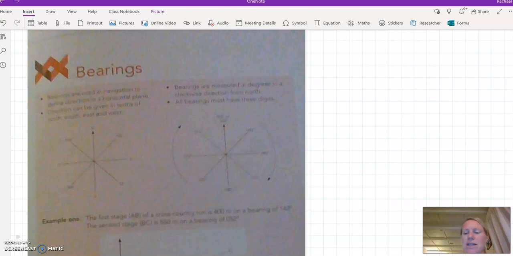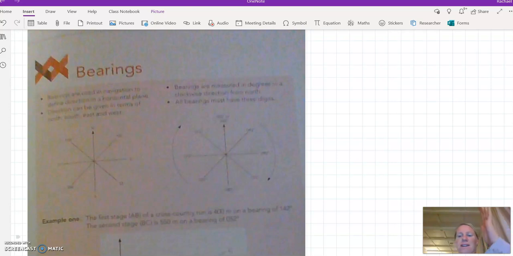All right, so bearings. As I think all of you probably know, they are what we use for navigation. So your pilots and your yachties and your running enthusiasts, anyone who's into maps, your geographers, they all love bearings. There are compass directions, and that's your north.